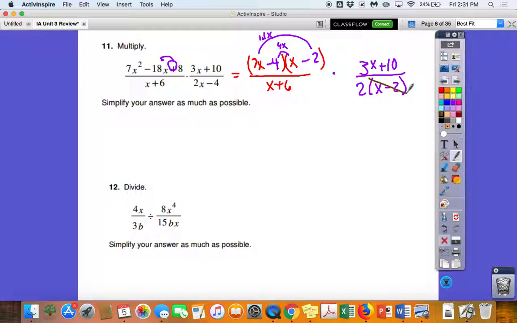Look for your matches. You got x minus 2, and nothing else goes. So you are stuck with 7x minus 4, 3x plus 10, and in the bottom, you got x plus 6. And that's as good as you can get it. So you can't do any better. We'll pick it up with number 12 on the next video.